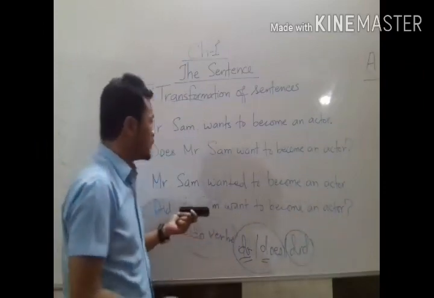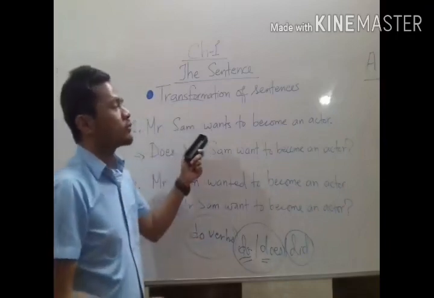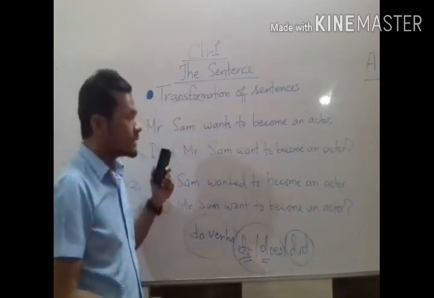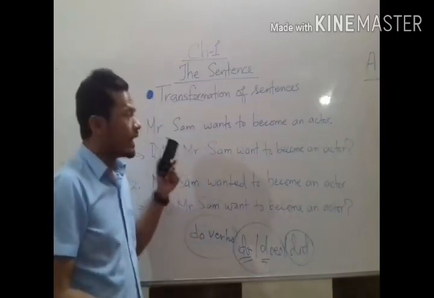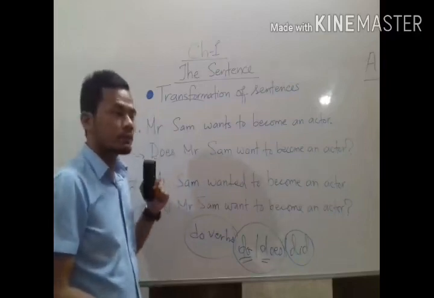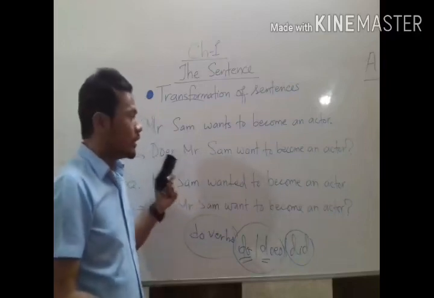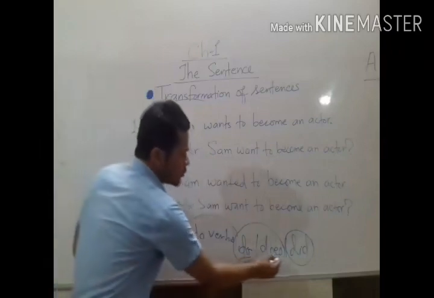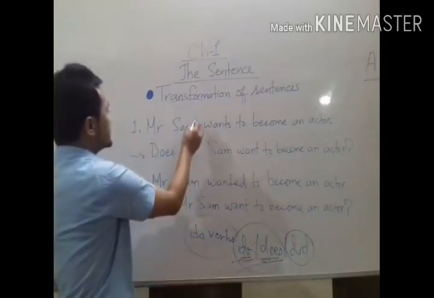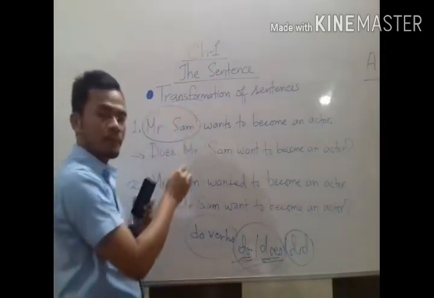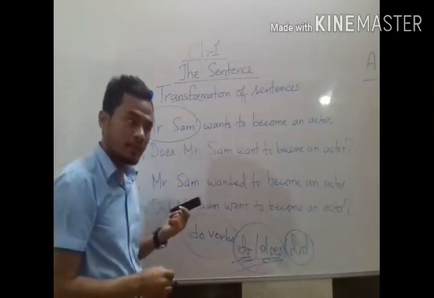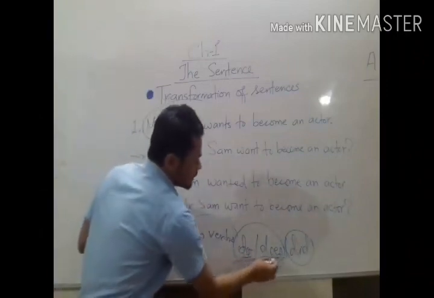So let's take an example like Mr. Sam wants to be an actor. So this is an assertive sentence and it is in simple present tense. We don't have any helping verb. So simple present tense, that means we have to use do or does. So we have to see the subject, Mr. Sam. So Mr. Sam is a singular subject, so we have to use does.